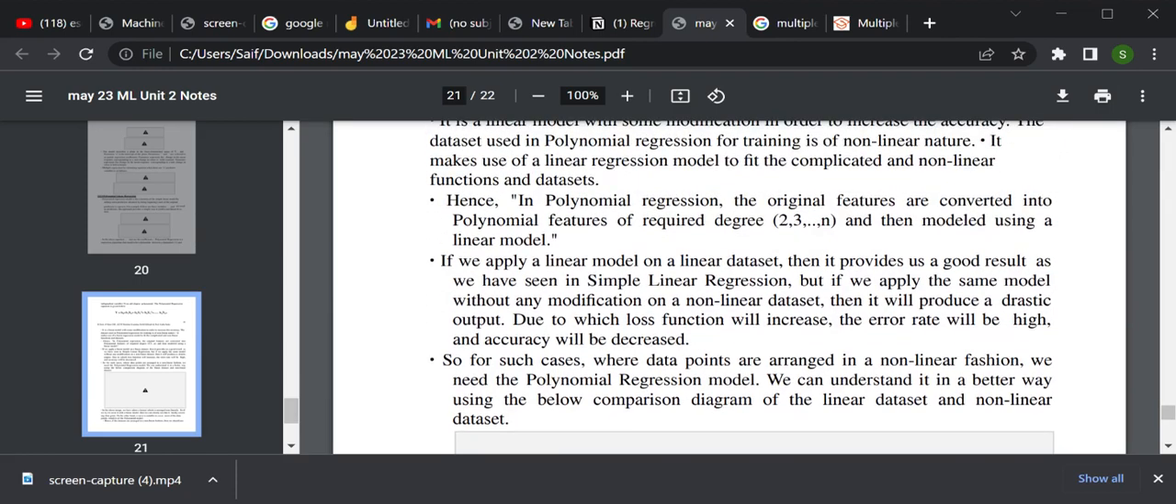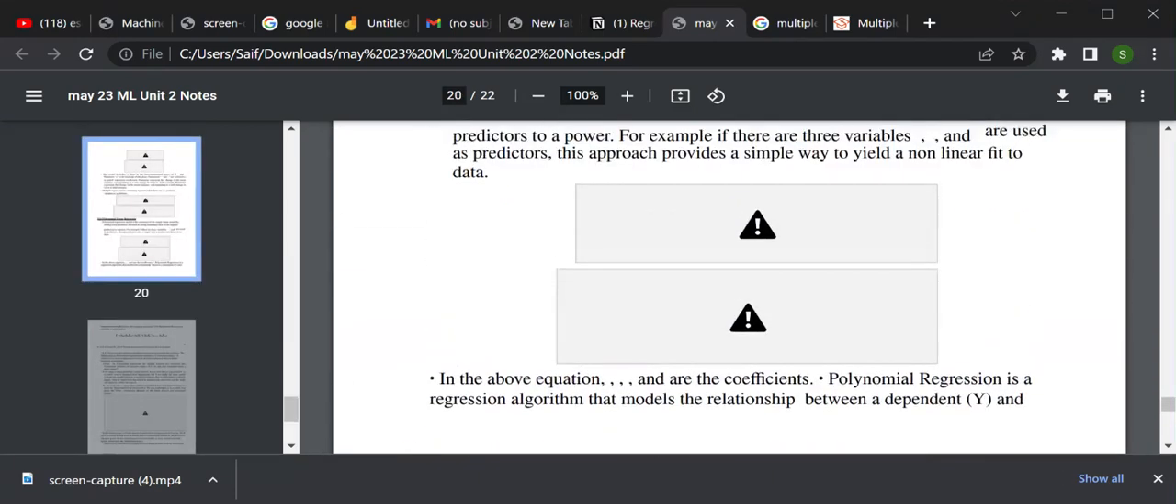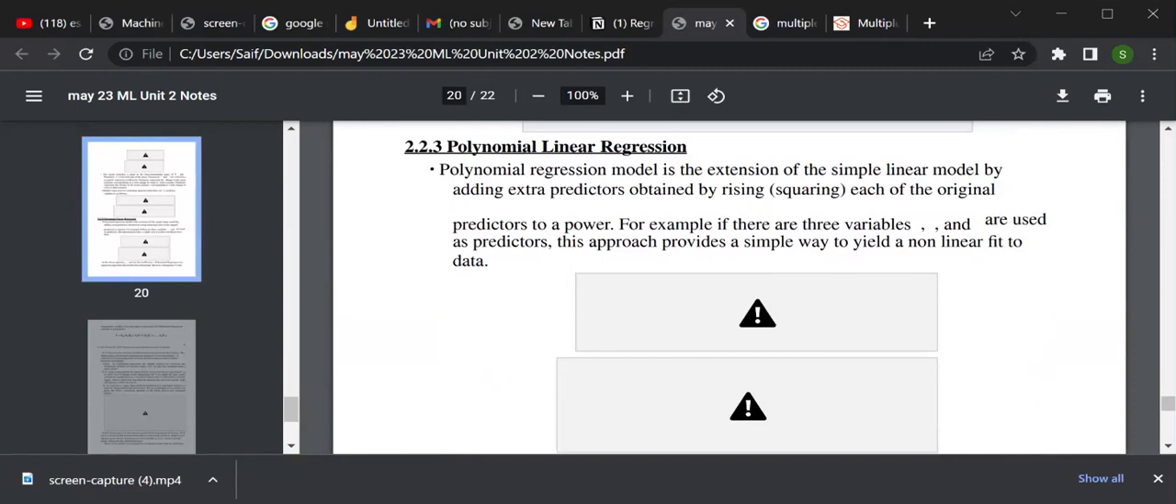And what is polynomial regression? It is nothing but a simple regression obtained by adding some extra predictors, by raising each of the original predictors to a power.